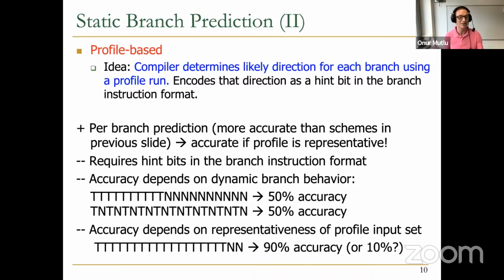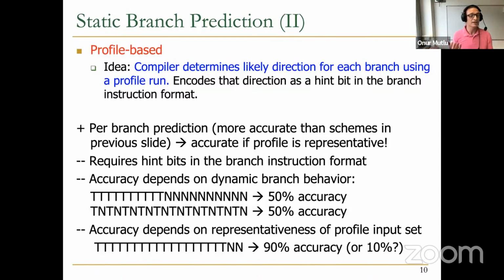You could get either 90% accuracy if the profile is good, or you could get 10% accuracy. And in real life, unfortunately, input sets are so wildly different from each other in general that you could get 10% accuracy sometimes. So imagine, for example, you have a sorting program and you're sorting integers in a big array. If that array is initially sorted, then your branches are going to be potentially, let's say, always not taken, right? Same branch. If the array is completely random, meaning not sorted, then you're going to do a lot of operations to do comparisons, and the comparisons will not match, and your branches are going to be more random, let's say, or maybe less likely to be in one direction.